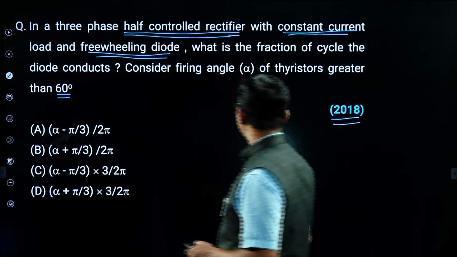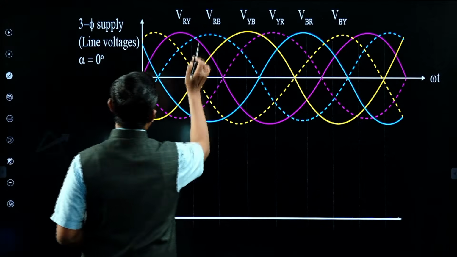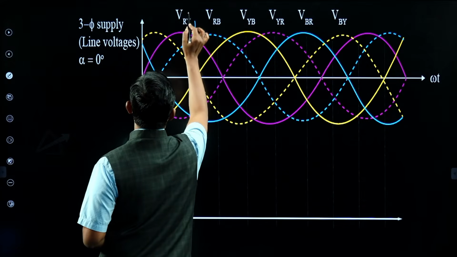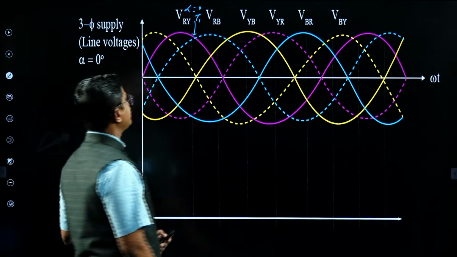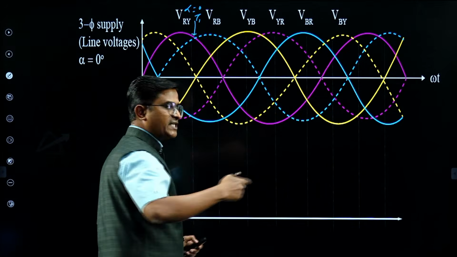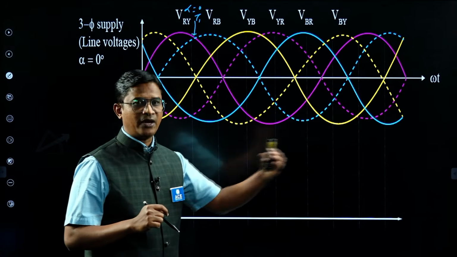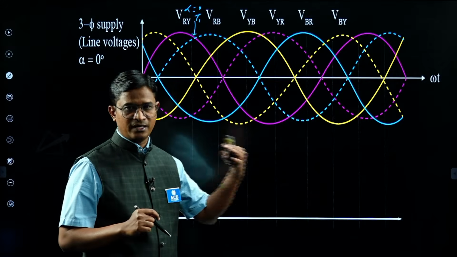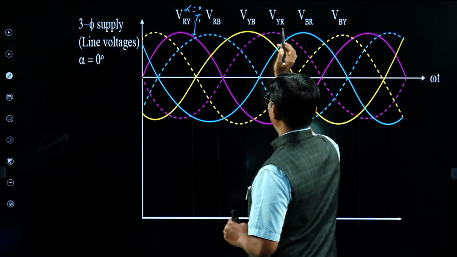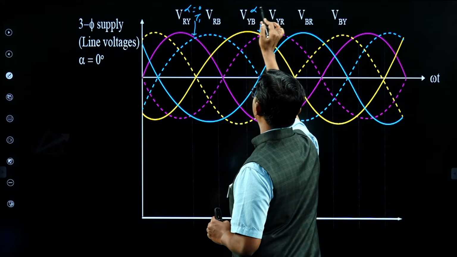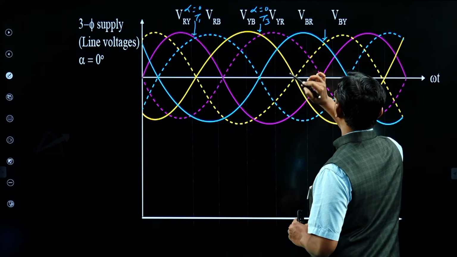Alpha is greater than 60 degrees. If you recall the circuit operation, this point indicates alpha equal to 0 for thyristor T1. In the three-phase semiconverter, you don't have T2. We have 3 thyristors T1, T3, T5, and the diodes are D4, D6 and D2. So here T1 is triggered, or alpha 0 for T1. This point indicates alpha 0 for T3, and this point indicates alpha 0 for T5.